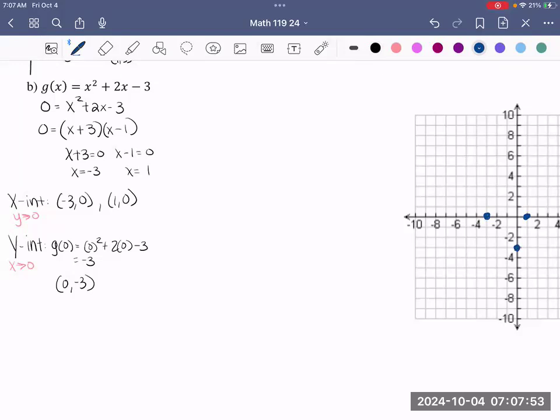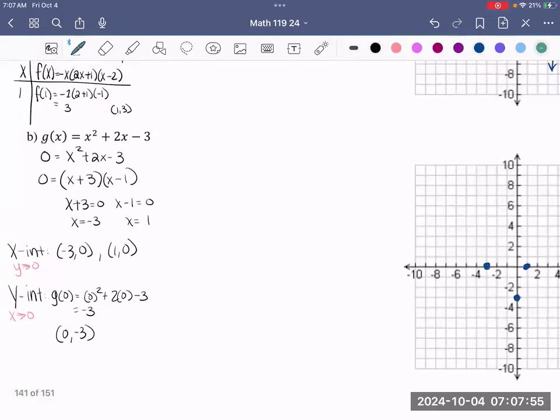Now let's take a look at the direction of your graph. Well, the degree here is 2. Your leading coefficient here is a +1. So we're going to be an upwards facing parabola.